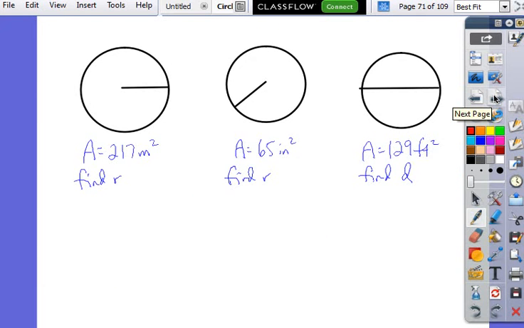All right. On these, it's giving me the area and saying go back and find the radius. So I'm going to start with the formula like normal. It tells me that A is 217, so I'm going to replace that. Now I want to solve for the radius, which means I got to get it by itself. Pi's got to go, so I divide by pi. Double check me on this. I think it was 69.1 if I remember right in the other class.